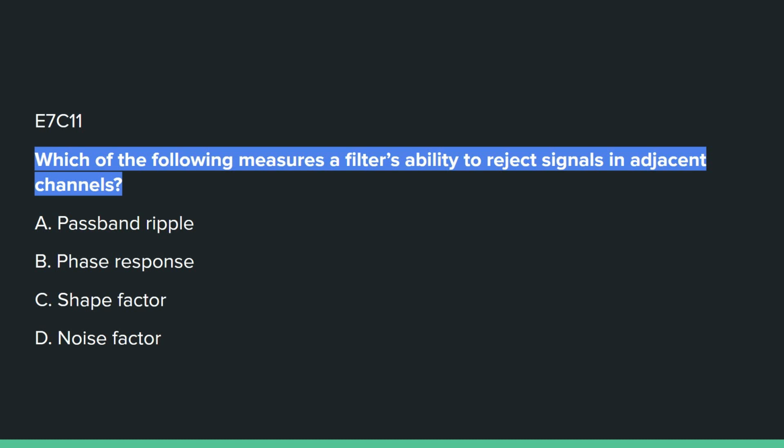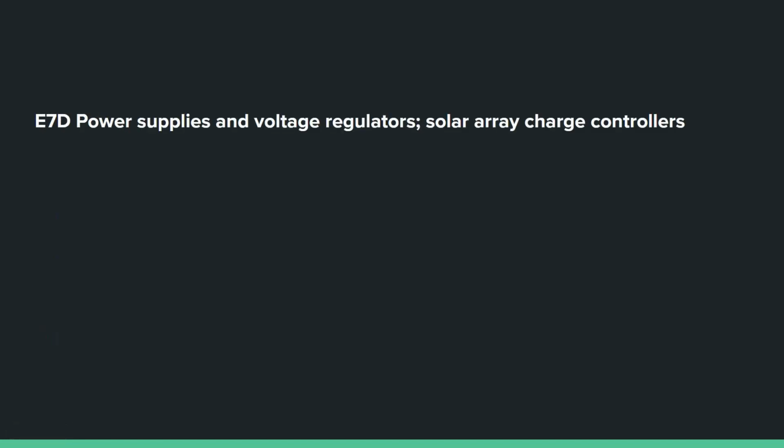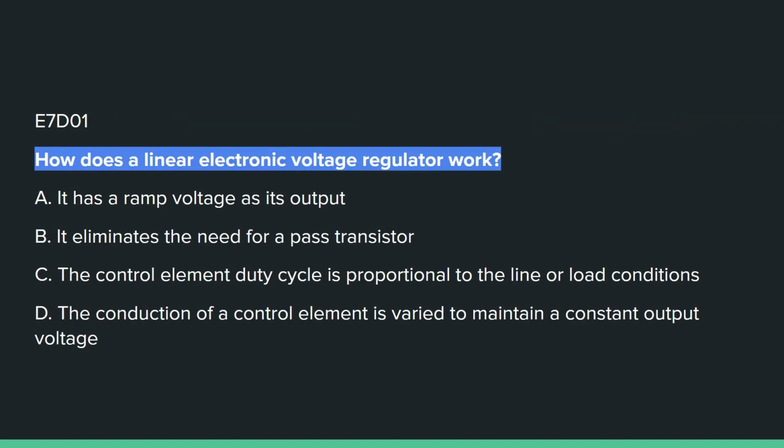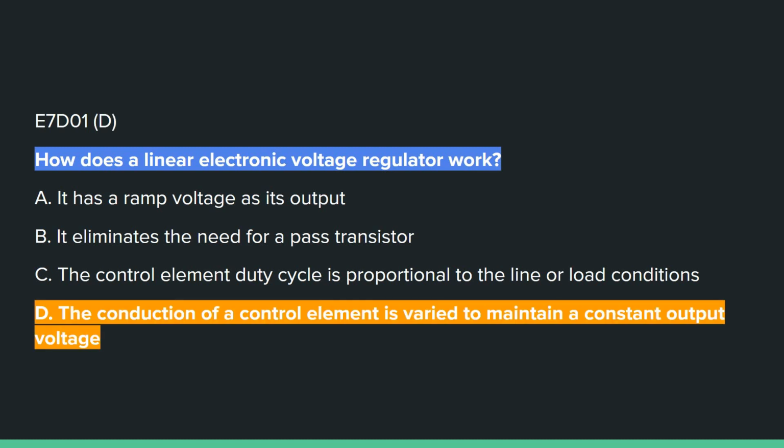E7C11, which of the following measures a filter's ability to reject signals in adjacent channels? C. Shape factor. E7D covers power supplies and voltage regulators, solar array charge controllers. E7D01, how does a linear electronic voltage regulator work? D. The conduction of a control element is varied to maintain a constant output voltage.